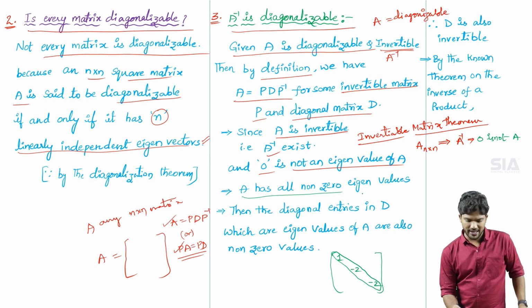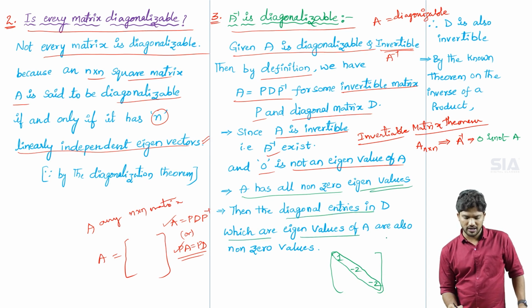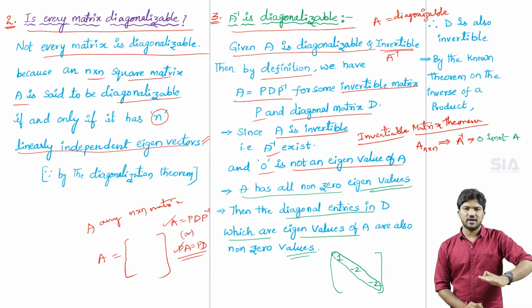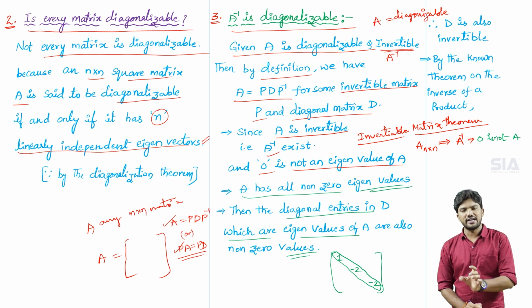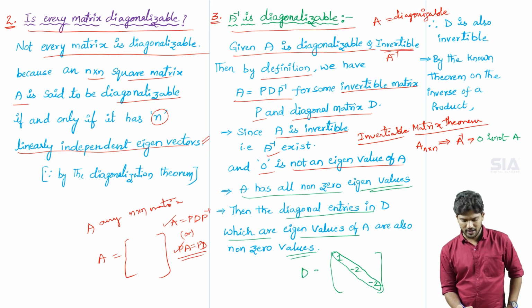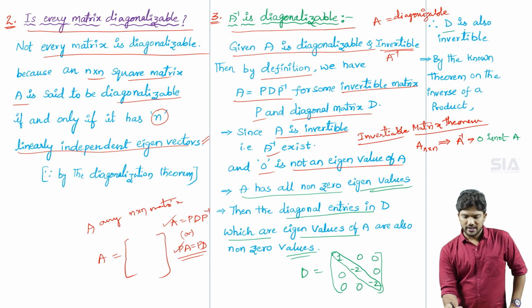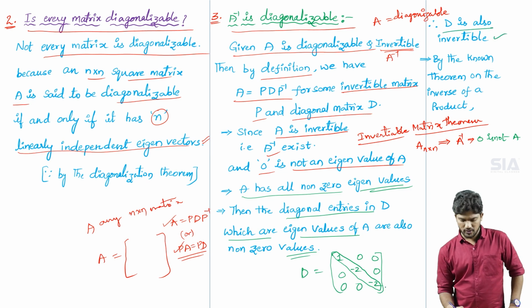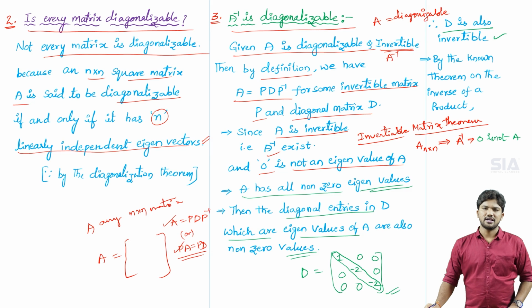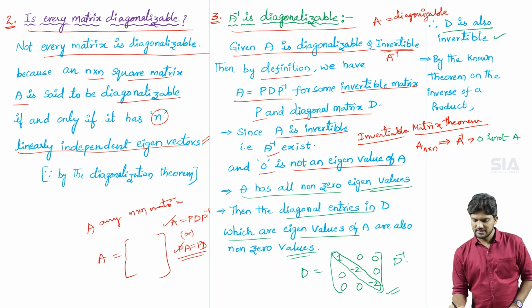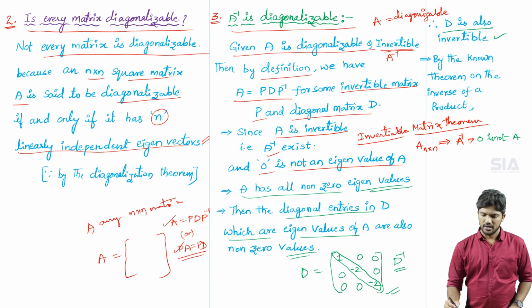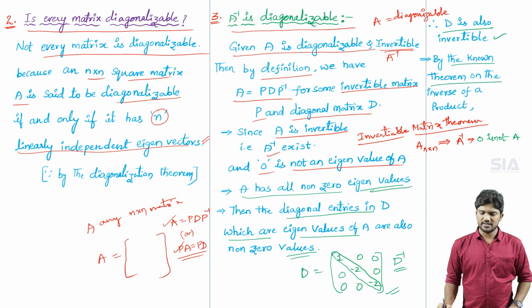So therefore capital A has all non-zero eigenvalues. Then the diagonal entries in capital D, which are the eigenvalues of capital A, are also non-zero values. Whenever eigenvalues of capital A are non-zero, those eigenvalues are the only diagonal entries in the diagonal matrix capital D. Remaining entries should be equal to 0. So in this format, D is invertible, whenever all the diagonal elements are non-zero. D is invertible. Then by the known theorem, the inverse of a product.